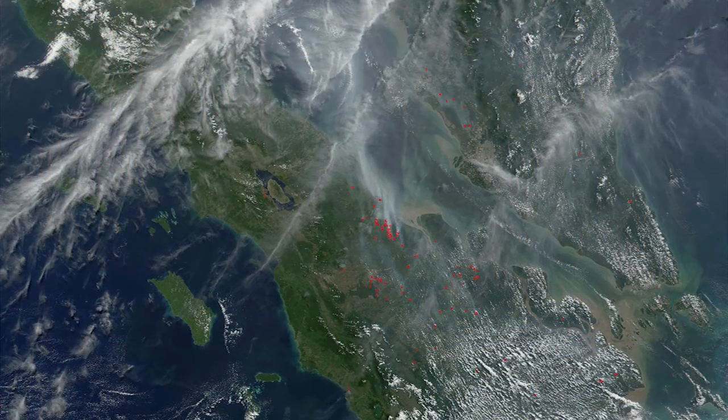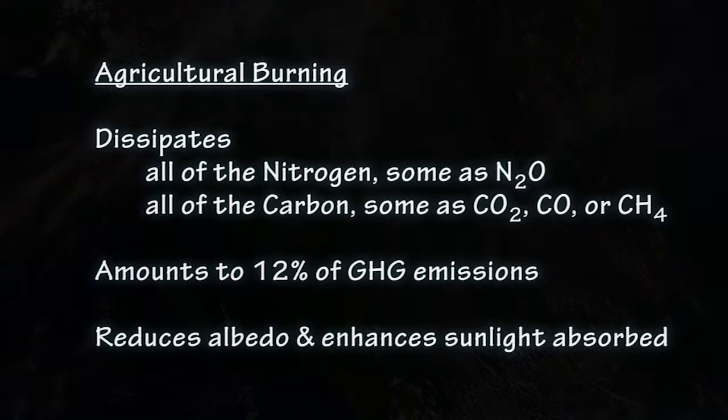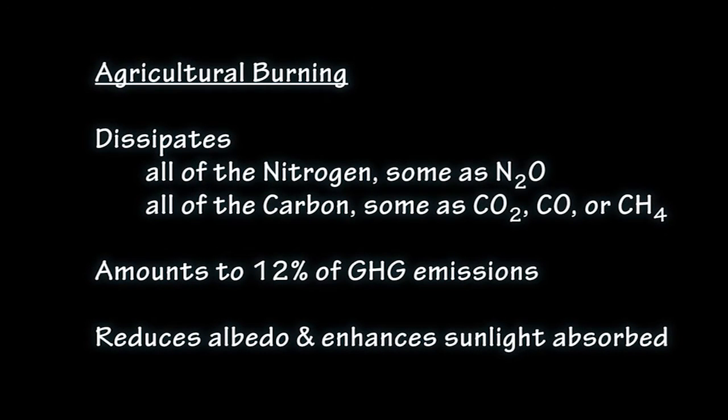The downside of agricultural burning is that most of the organic nutrients in the biomass literally go up in smoke rather than enrich the soil. This burning dissipates all the nitrogen, some of it as nitrous oxide, and all of the organic carbon, either as carbon dioxide, carbon monoxide, or methane, depending on oxygen availability. Together, these greenhouse gas emissions amount to roughly 12% of the world's total from human activities.